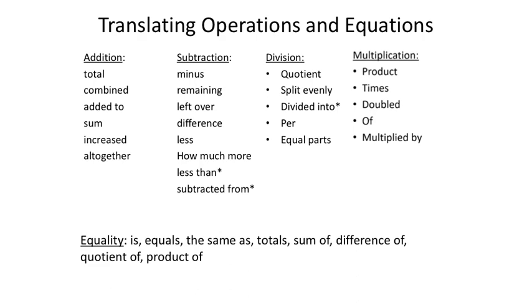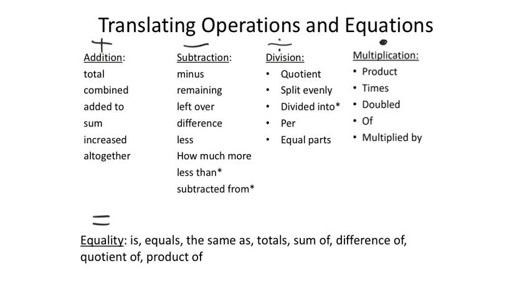Translating operations and equations. So we've seen all this stuff. I just copied and pasted this stuff from previous slides that we've seen already. But what we haven't seen is equality, which is just an equal sign, right? So of course we know addition is a plus symbol, and then subtraction is a minus sign. Division is a minus sign with 2 dots around it. And then multiplication, we just use 1 dot. Equality, though, is an equal sign.